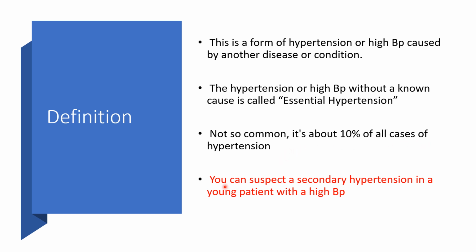You can suspect secondary hypertension in a young patient with high blood pressure, though it is not so common. In fact, some literature will put it at about 5% of all cases of hypertension, some at 10%. Let us not underestimate it. Let us assume that it's more, so that we'll be more concerned about it. We will not overlook it or brush it aside.